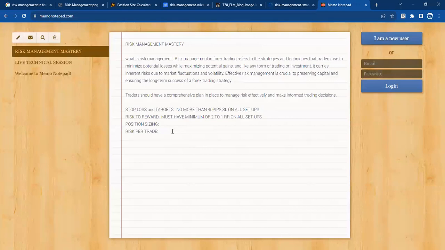So that will be everything on this very quick session. I've talked about position sizing and the risk per trade.